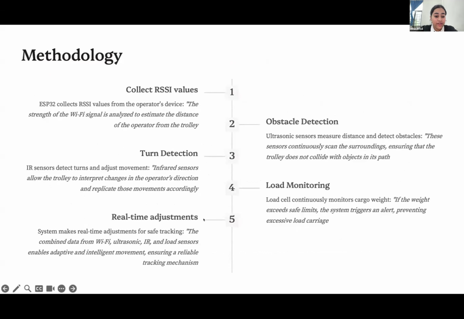Now, the methodology that we have opted for this. Due to time constraint, can you wind up?